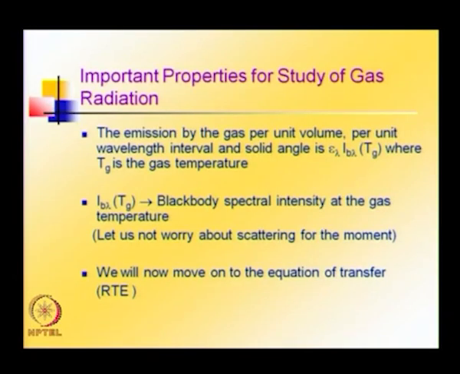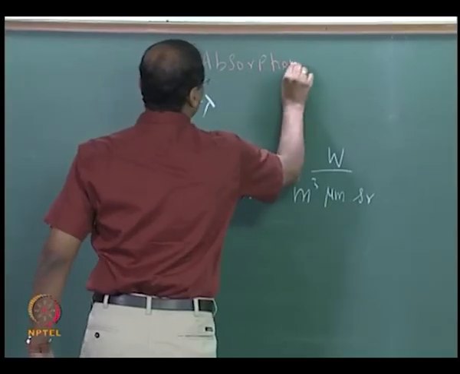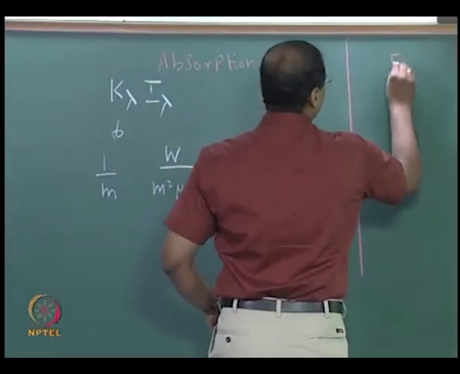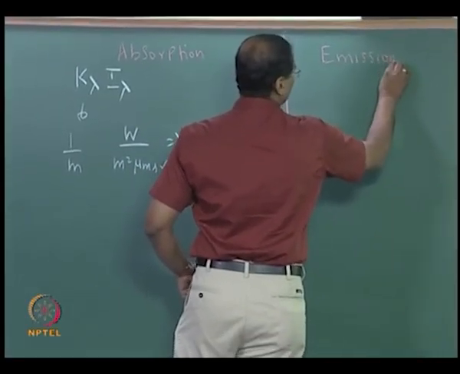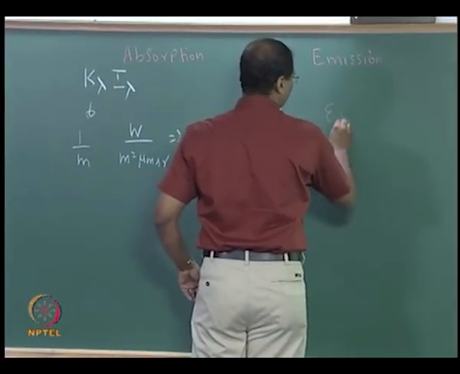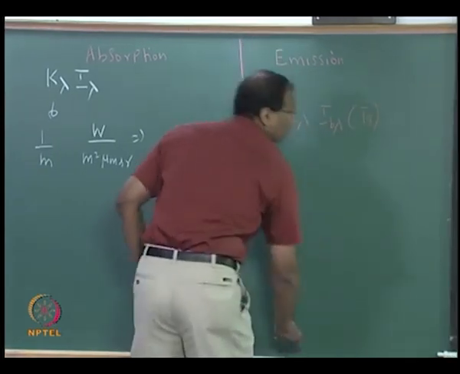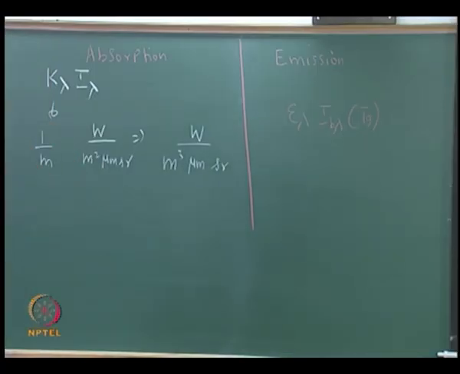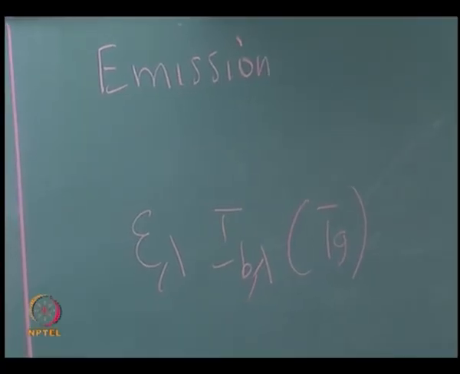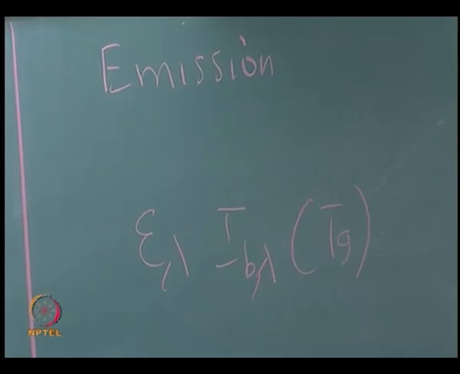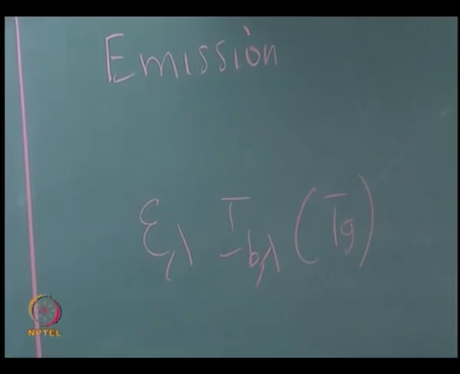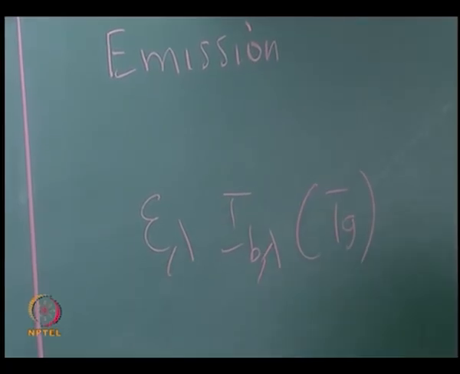Okay, the emission by the gas per unit volume per unit wavelength is, so this is absorption. Emission is basically watts per meter square per micrometer per steradian into 1 by meter. It is also watts per meter cube per micrometer per steradian. Now we will move on to the equation of transfer.